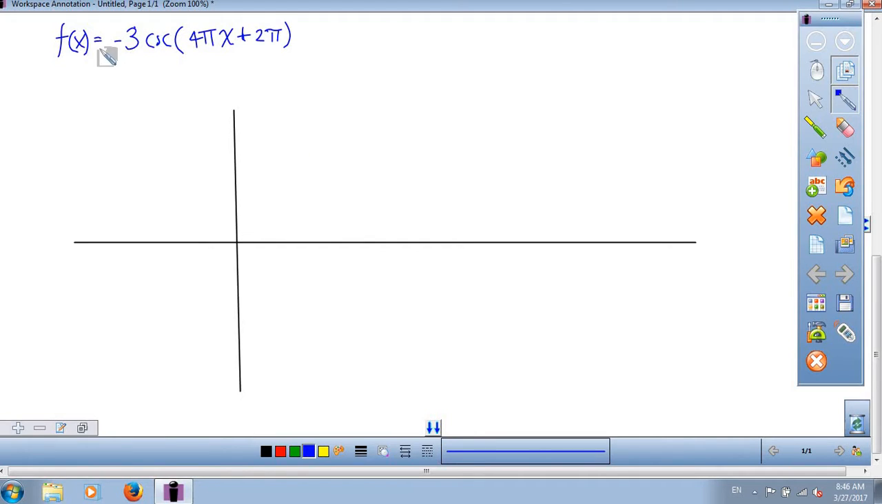Alright, so let's take a look at this function. F of x equals negative 3 cosecant of 4 pi x plus 2 pi. Now, let's go ahead and write the reciprocal function first. So let g of x be equal to 1 over f of x. Okay, that means g of x is going to be negative 3 sine of 4 pi x plus 2 pi.